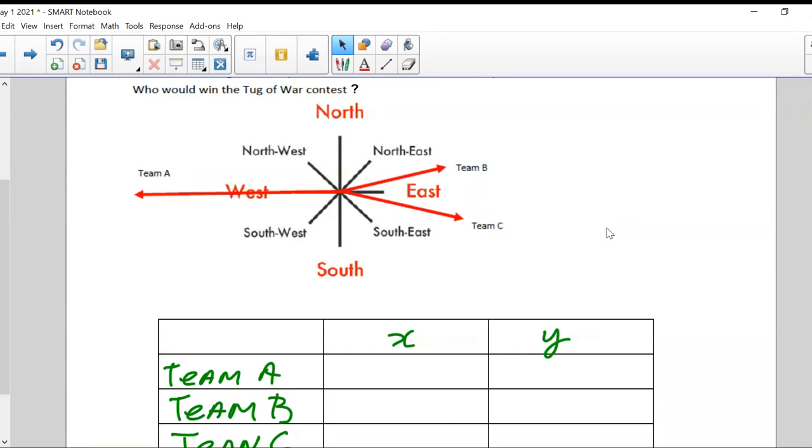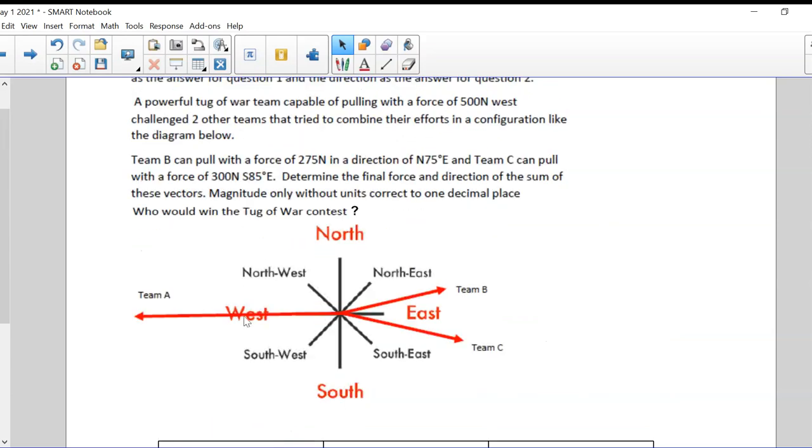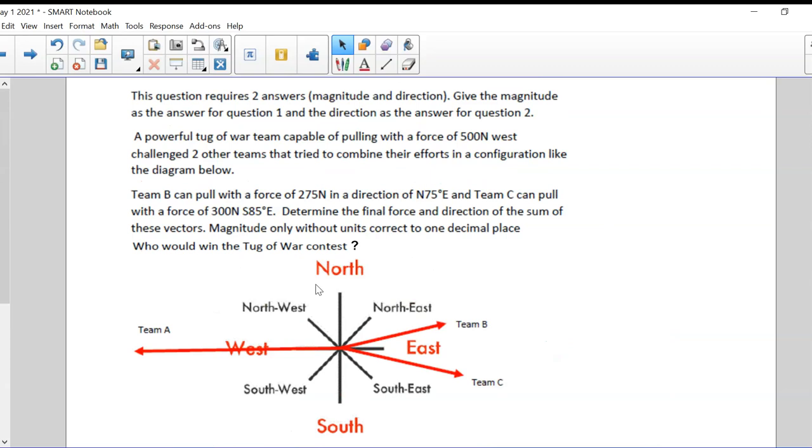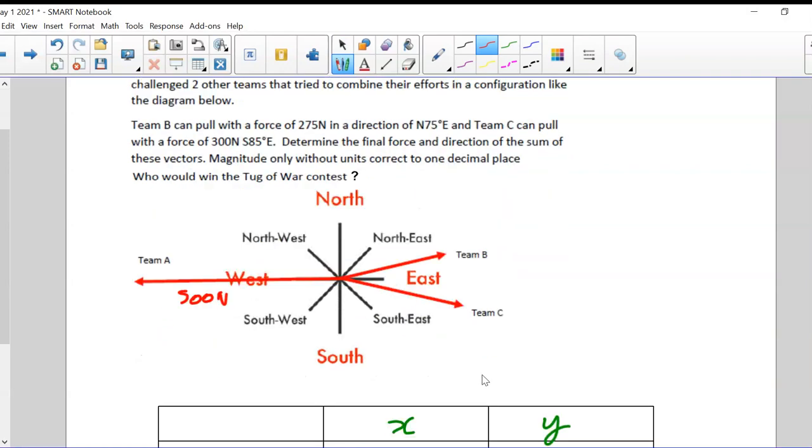Can we go back to the question? I sure can, Ariana. These red lines represent the vectors that are for the forces. So team A is pulling 500 newtons west. So this red line that I'm pointing to here represents team A, pulling 500 newtons west. I can put the 500 on it. So 500 N is team A. Team B, and by the way, let's just stop there and just ask the question.